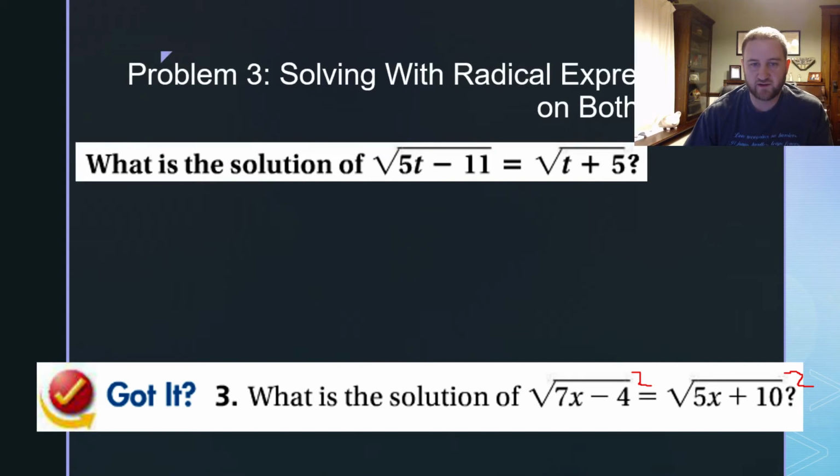We should have 7x minus 4 equals 5x plus 10. Okay, we'll subtract 5x on both sides, and then we're going to add 4 on both sides. So that cancels out my 4's, cancels out my 5x's. So this gives me 2x on the left side, and then that gives me 14 on the right side. Then we'll divide by 2 and we get x equals 7.